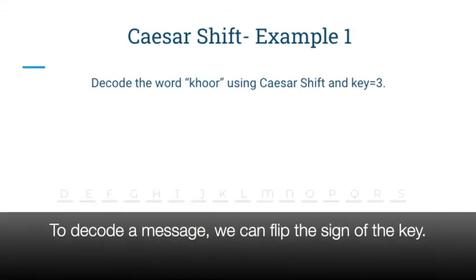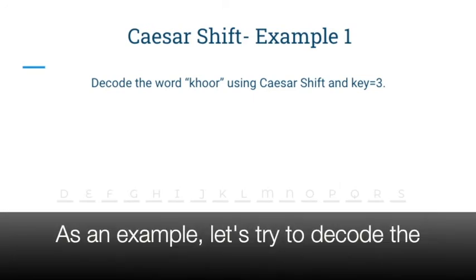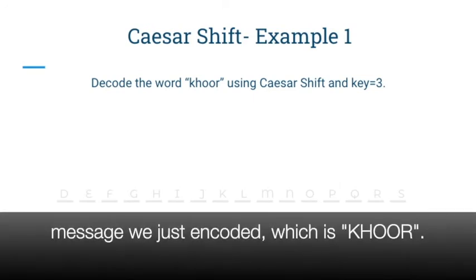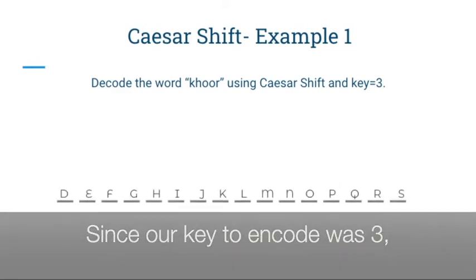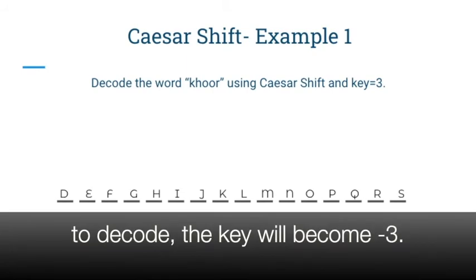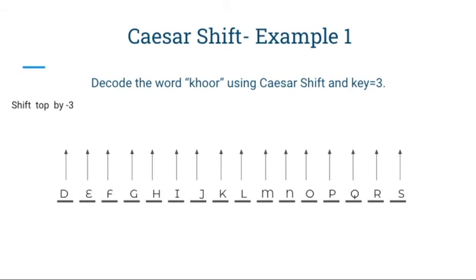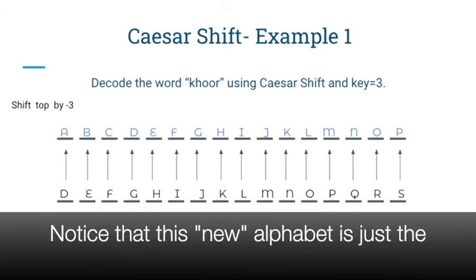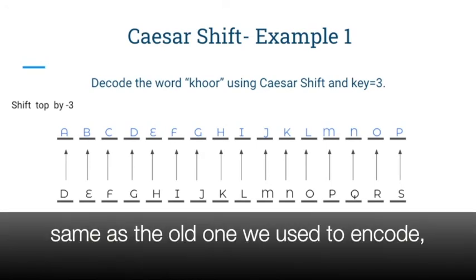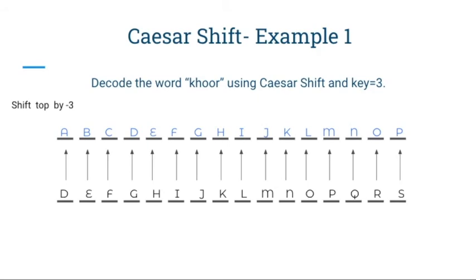To decode a message, we can flip the sign of the key. As an example, let's try to decode the message we just encoded, which is KHOOR. Since our key to encode was 3, to decode the key will become -3. So let's rewrite our alphabet accordingly. Notice that this new alphabet is just the same as the old one we used to encode, with the arrows pointing in the opposite direction.